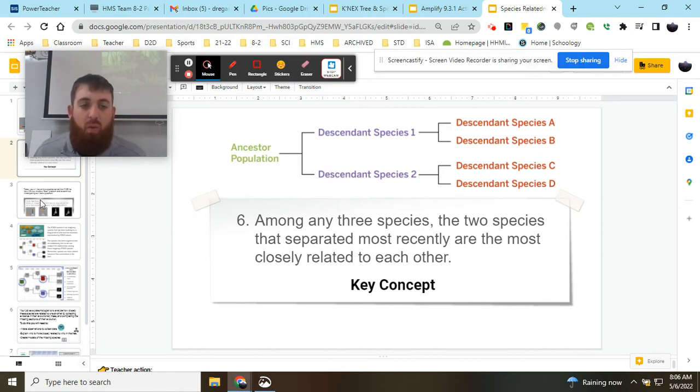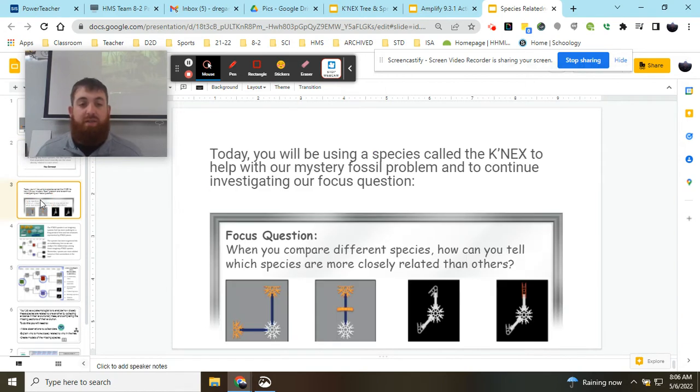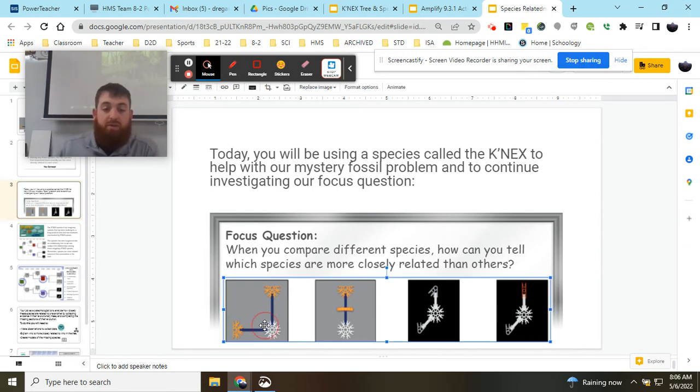So today, we're going to dive a little deeper into this idea and use our K'Nex species to help us understand our mystery fossil problem and to continue investigating our focus question. So our focus question is, when you compare different species, how can you tell which species are more closely related? And to do that, we're going to use these species. Similar to Legos, K'Nex connect using different pieces in different ways. And we've created these little species here to help us understand and answer this question.